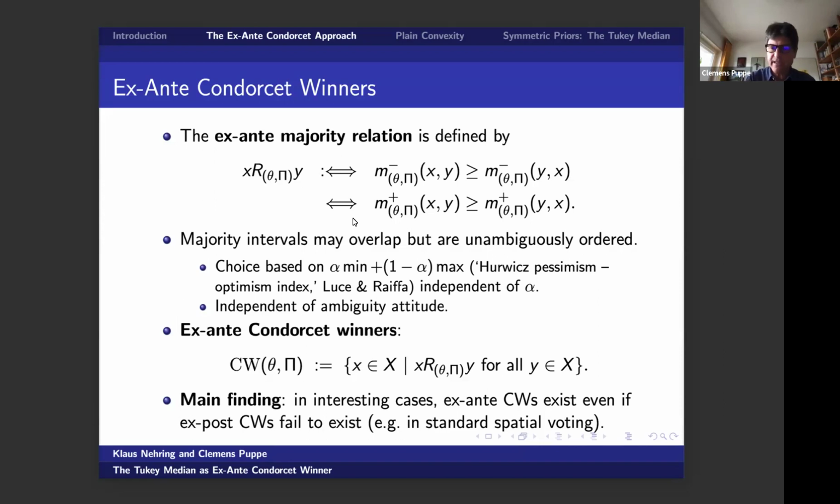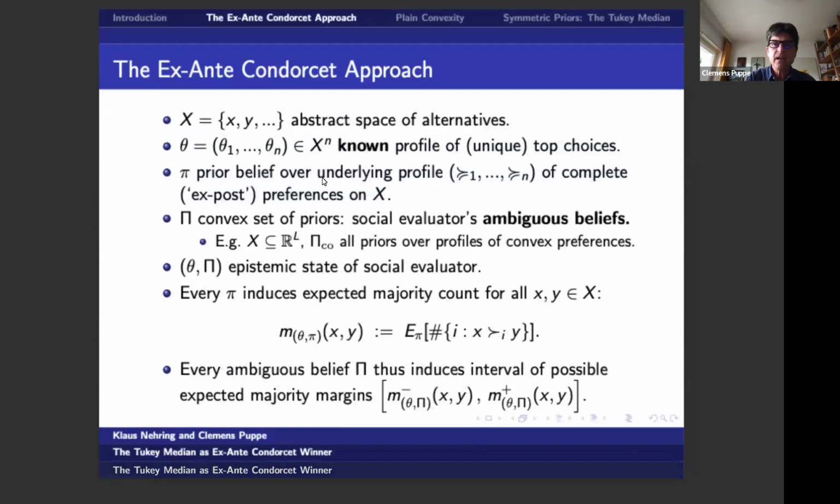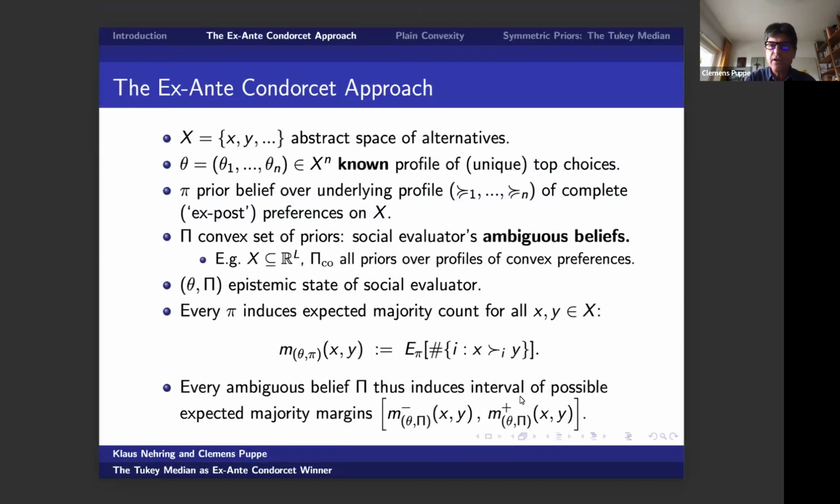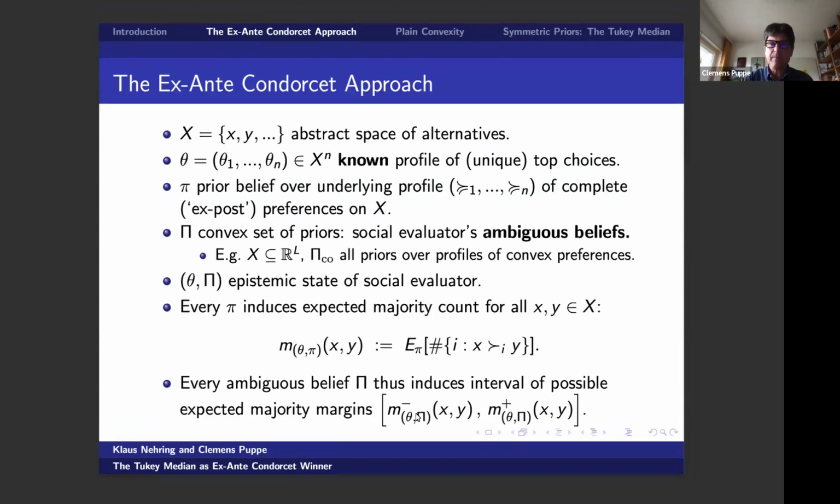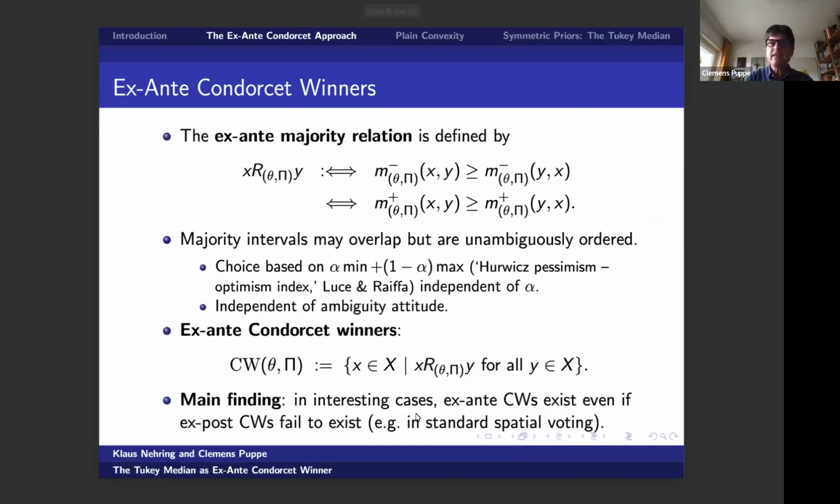We call these majority intervals. Let me go back. This is the majority interval here. It is characterized by the minimal number of voters who could prefer x to y under my beliefs, and the maximal number of voters who could prefer x to y under my beliefs. So this is an entire interval. I will give you examples in a minute.